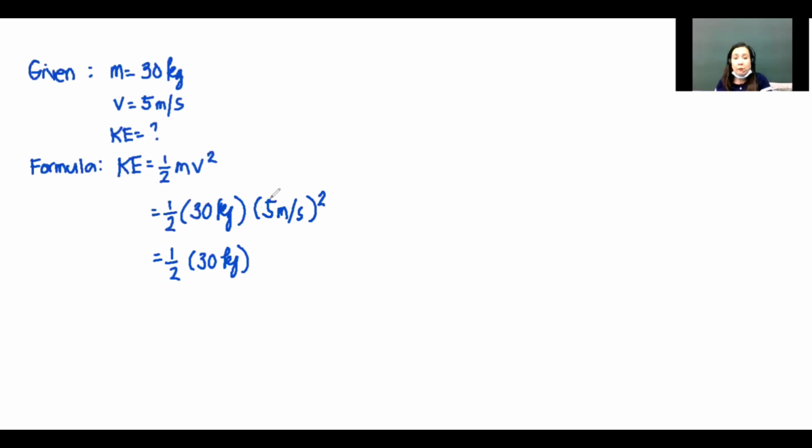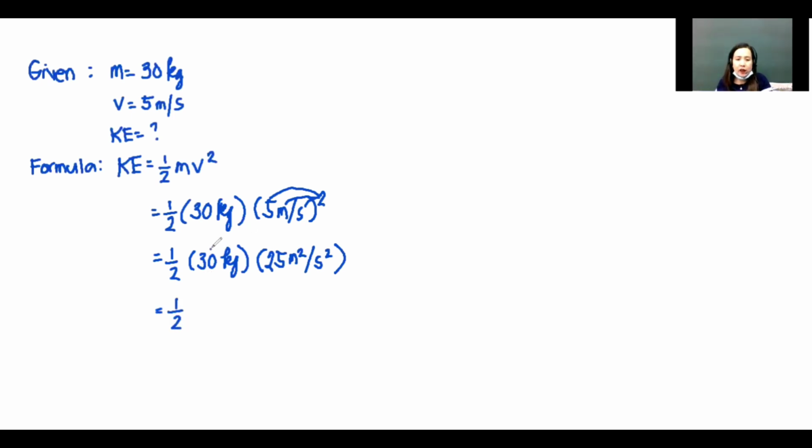Is it 5 times 2 or 5 times 5? What's your answer? Correct. It must be 5 multiplied by 5, 5 to be multiplied by itself. So 5 times 5 is equal to 25. Then meter square becomes second square. And then bring down 1/2 again.